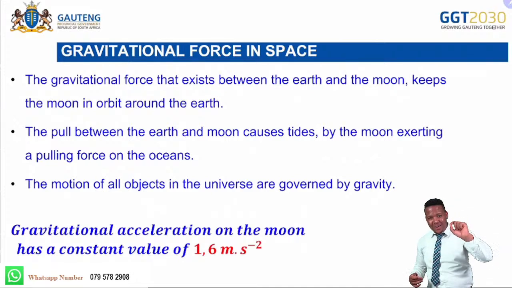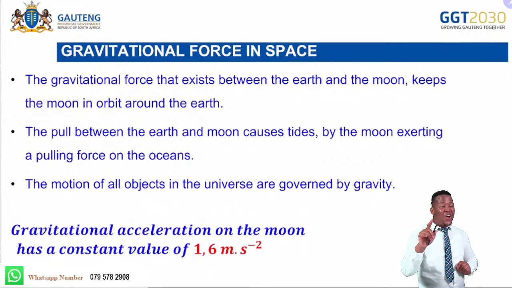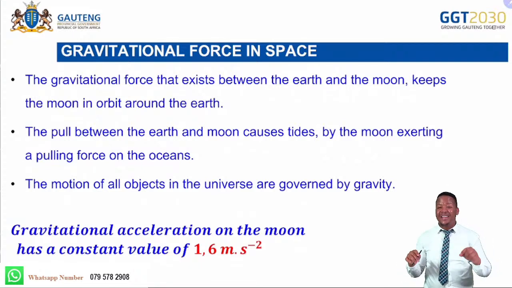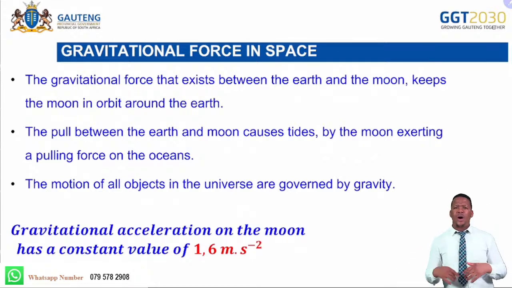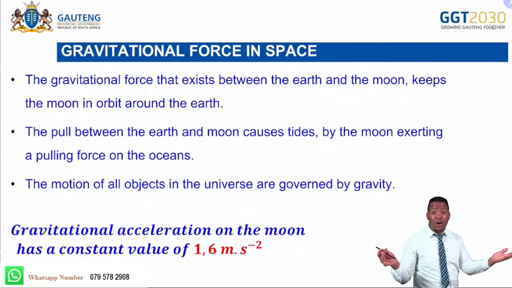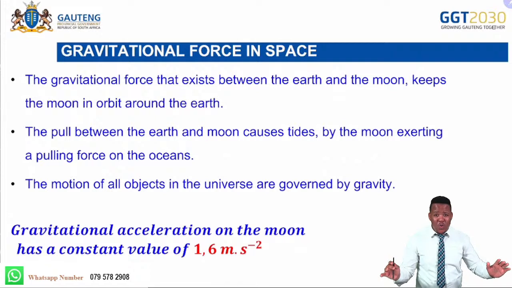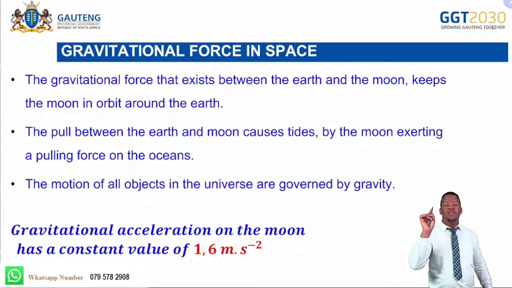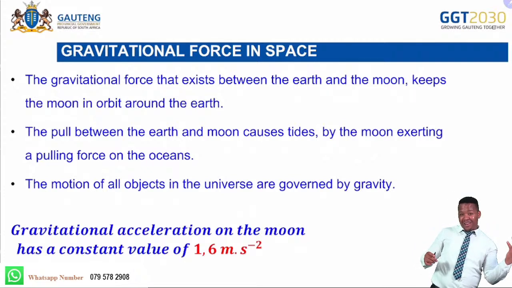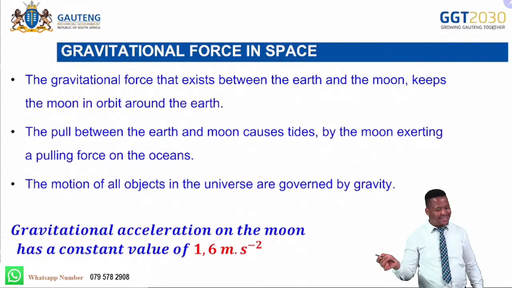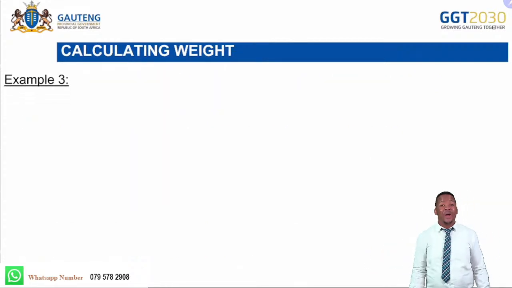Now, remember we said on Earth, we have the constant gravitational acceleration of 9.8 meters per second squared. What about on the Moon? It has changed now. It is 1.6 meters per second squared on the Moon, right? So whenever we substitute on the Moon, the value of the gravitational acceleration is 1.6 meters per second squared. Don't forget, on Earth, 9.8. On the Moon, 1.6.